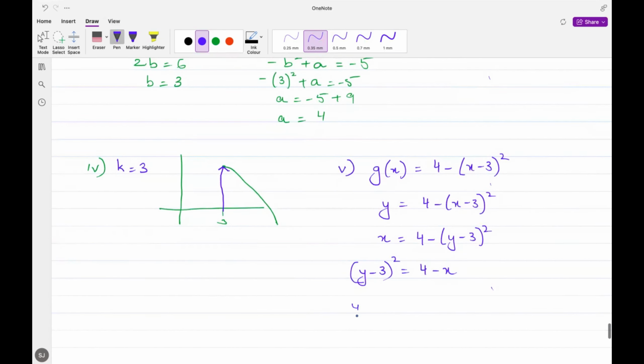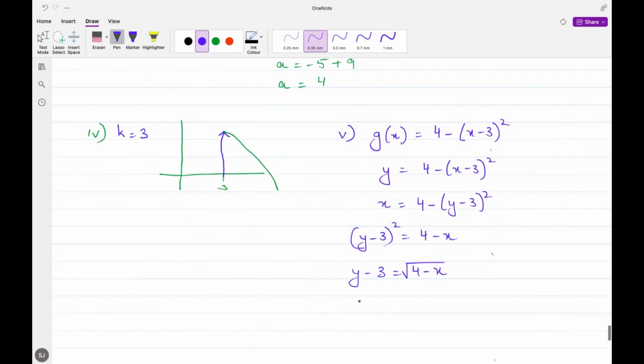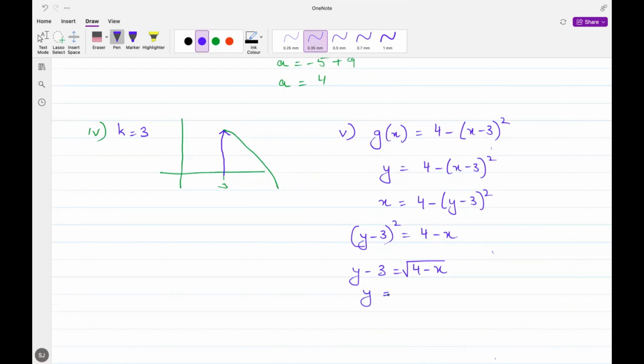Taking the square root on both sides, we'll get y minus 3 equals square root of 4 minus x, and finally making y our subject, this will be y equals square root of 4 minus x, plus 3. So finally we can write our expression for g inverse of x as square root of 4 minus x plus 3.